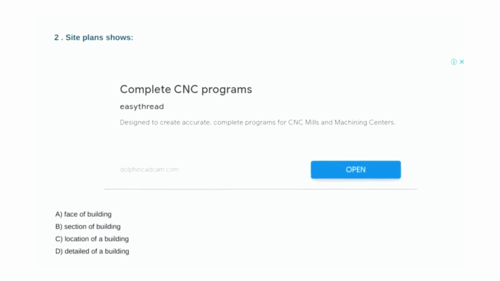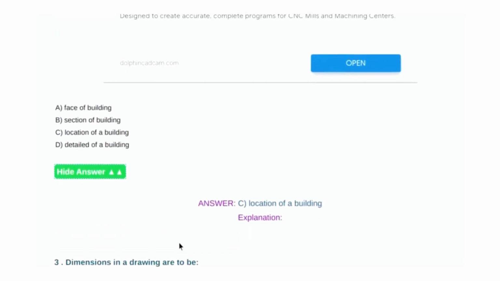Site plan shows: face of building, section of building, location of a building, detail of building. I think location. Site plan, option C. Right answer is C.